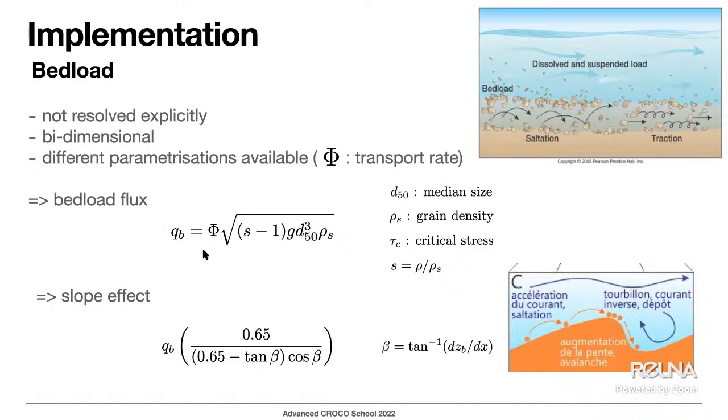bedload flux, which depends also on the density of the sediment, the size of the sediment, and an empirical function there, an empirical transport rate actually, with different options. And there is also a slope effect, which takes into account what could be seen as avalanching. So when the slope of the bed becomes too steep, you will have some sliding of the sediment, and this term depends on the slope with some arbitrary constant.